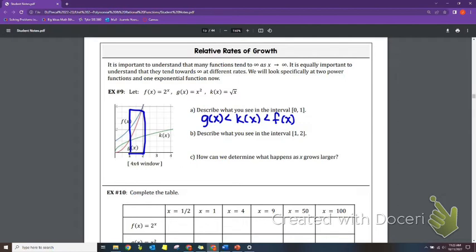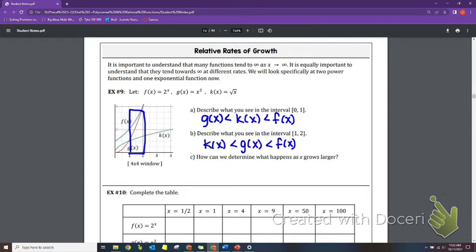Well, this time our green line is smaller, so that's our k of x. It's less than the red line, which is our g of x, which is less than the blue line, which is our f of x. And how can we determine what happens as x grows larger?